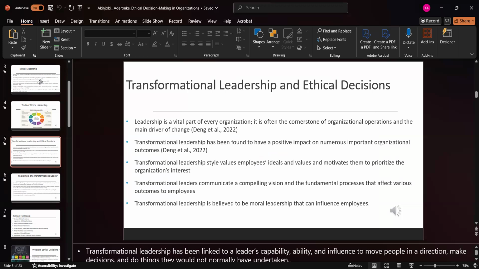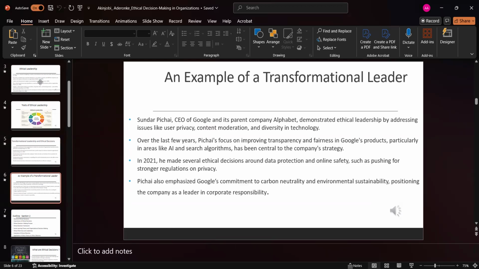Transformational leadership and ethical decisions. Since leadership is a vital part of every organization, it is often the cornerstone of organizational operations and the main driver of change. Transformational leadership has been found to have a positive impact on numerous important organizational outcomes, including ethical decisions. Transformational leaders communicate a compelling vision, they value employees' contribution, and motivate them to prioritize organizational interests. Therefore, transformational leadership are believed to be moral leaders that can influence employees.